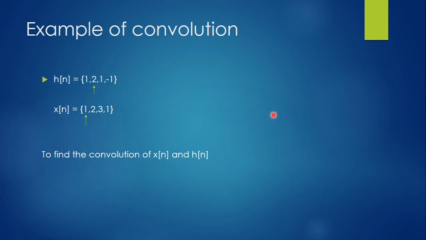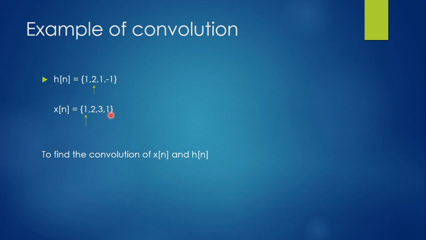I will take this example to make these steps clear: how to convolve Hn and Xn. Suppose we have an impulse response Hn as 1, 2, 1, minus 1 with 2 as the 0 sample. This is your first sample, this is your second sample, this is your minus 1 sample. Similarly, we have Xn as 1, 2, 3, 1. This is your 0 sample, this is your first, this is your second, this is your third sample.